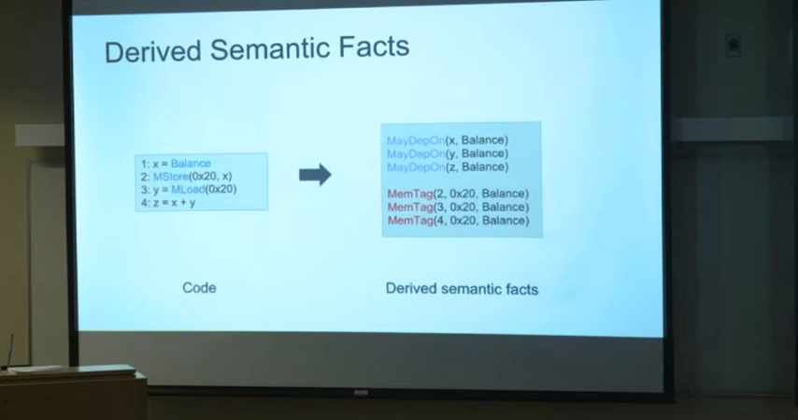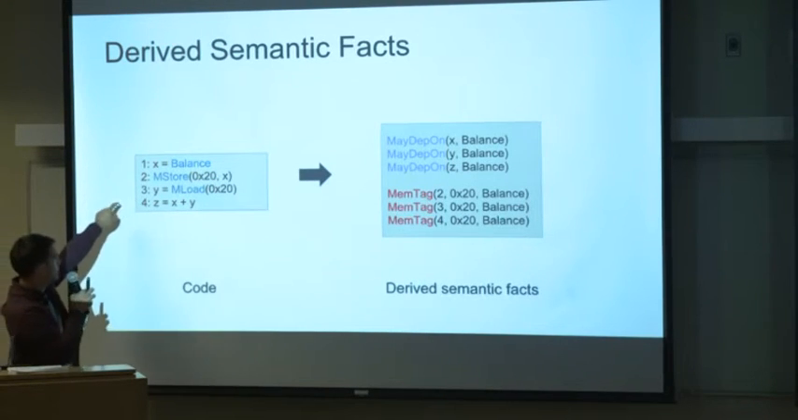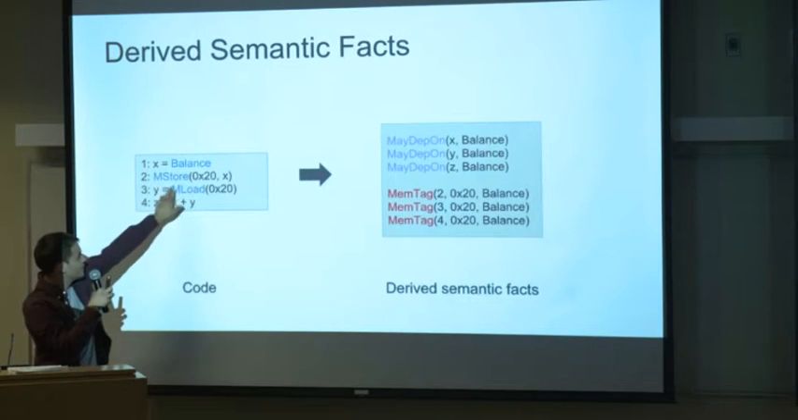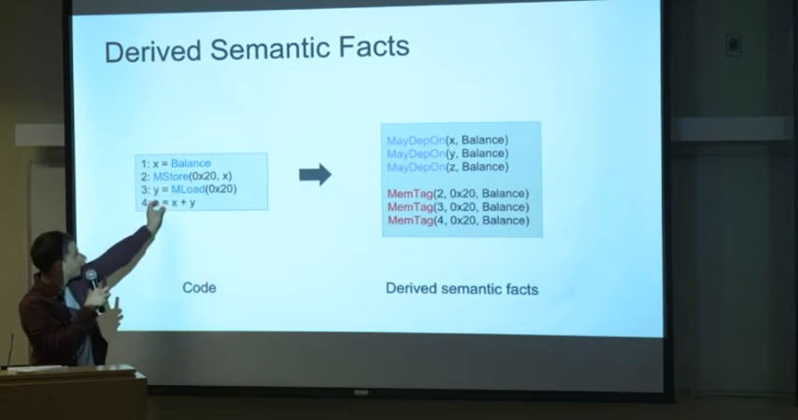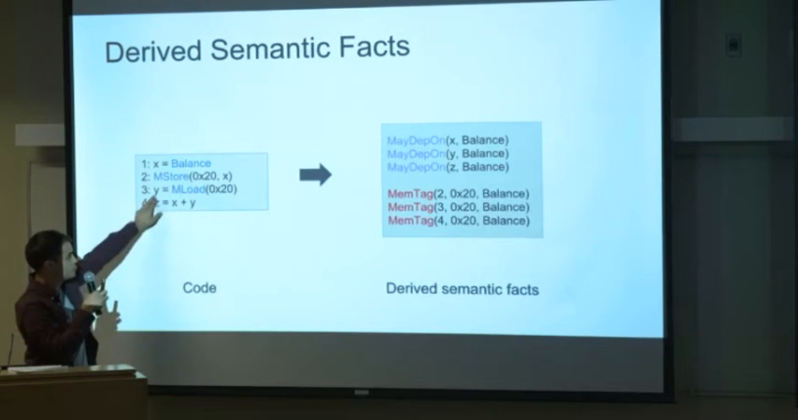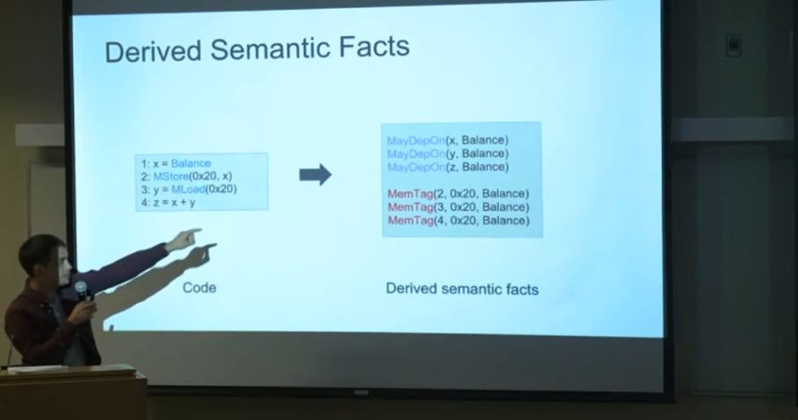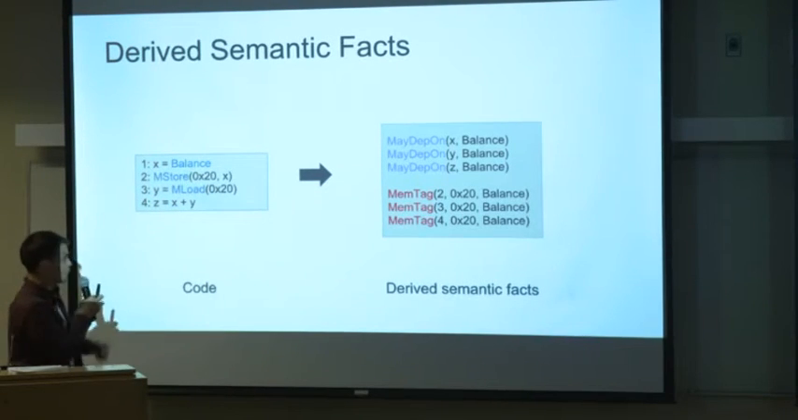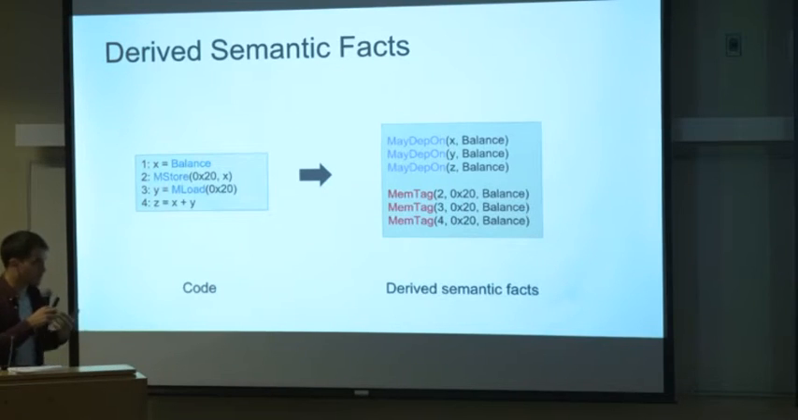So in the end, for this data dependency, you can see here that X depends on the balance. And since you have an M store here, X is stored in this offset, and then you load this offset into Y, you already have that Y may depend on the balance. So you can see here that you really constructed these facts step by step.